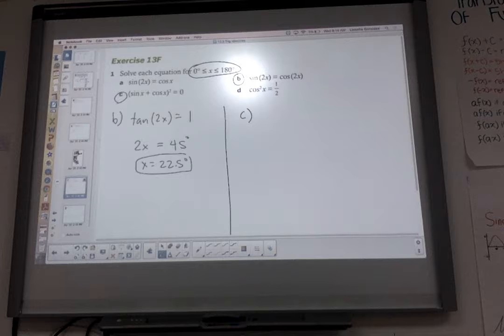Tan is always 1 at 45. Whether it's positive or negative depends on the quadrant, but they're always 45 because x and y are the same.